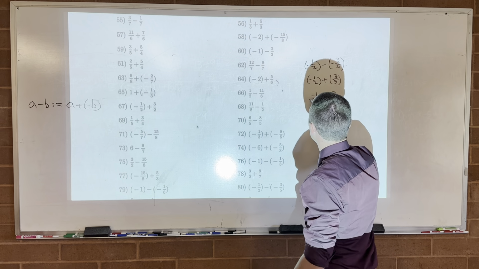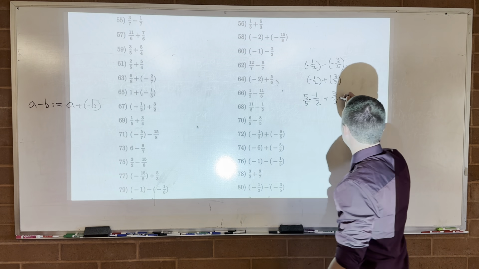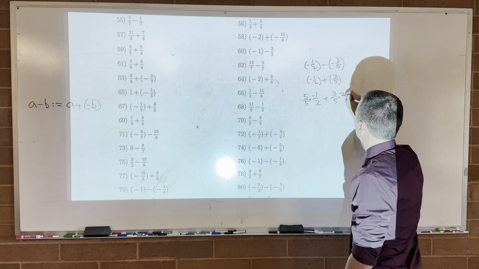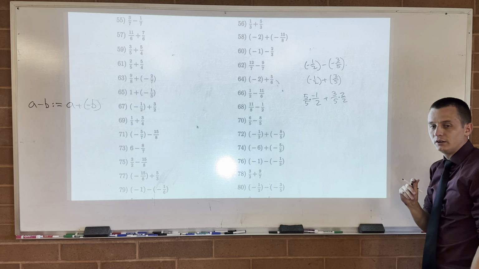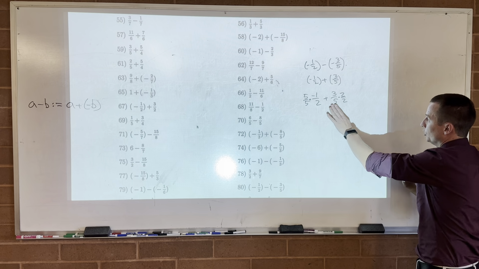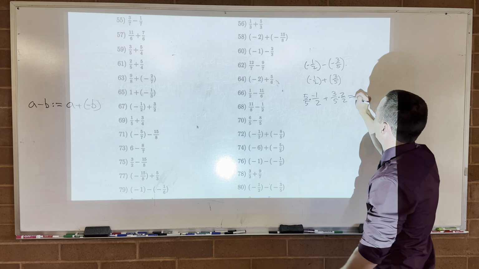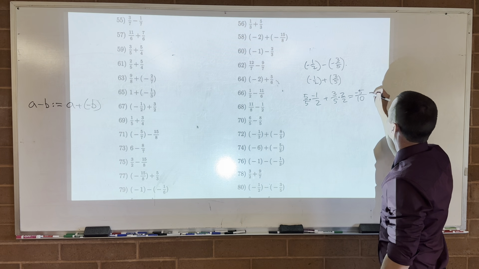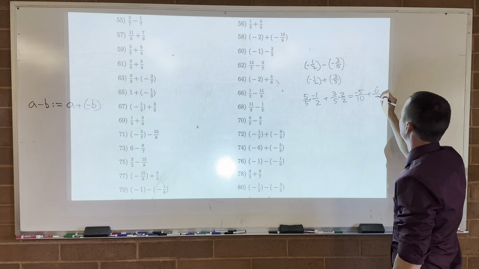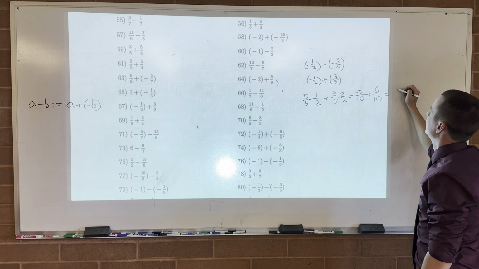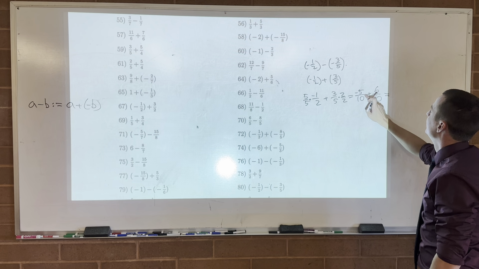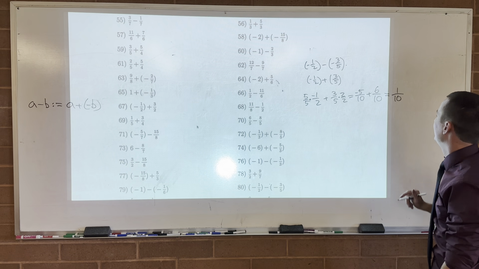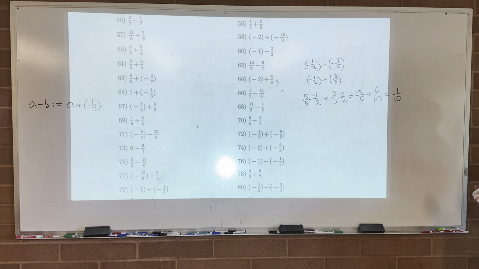How do I get this one to 10? Multiply this by 5 over 5, and I multiply this by 2 over 2. Right? Since I multiplied this term by 1, we didn't change it. Since I multiplied this term by 1, we didn't change it. So we're left with 5 times negative 1 is negative 5 over 10 plus 6 over 10, which is equal to, yeah, negative 5 plus 6 is 1 over 10. 1/10. Beautiful. Any other ones you want to see?